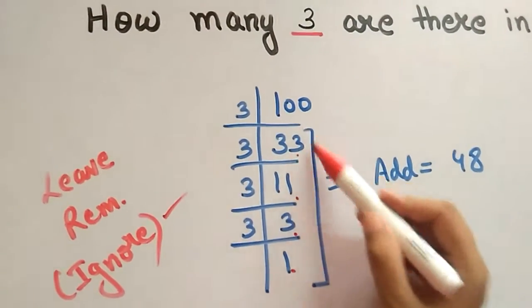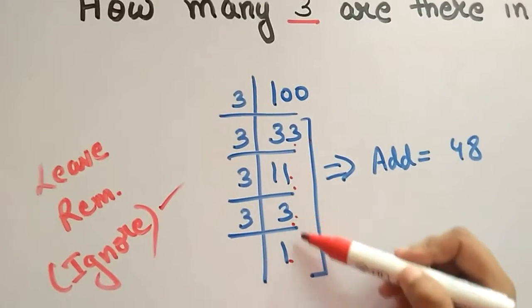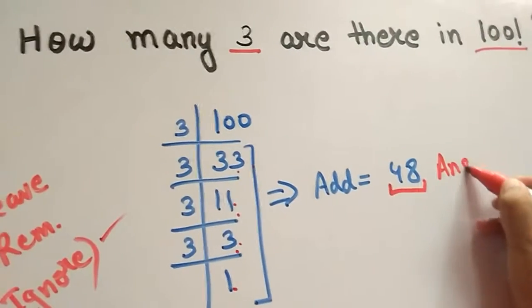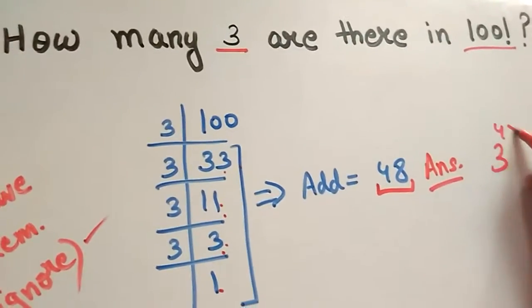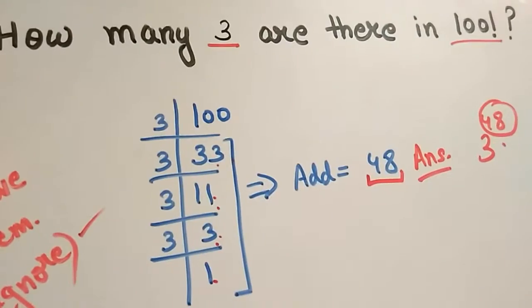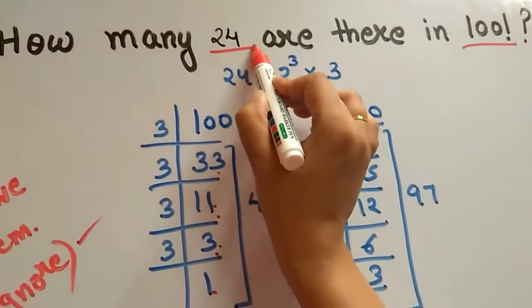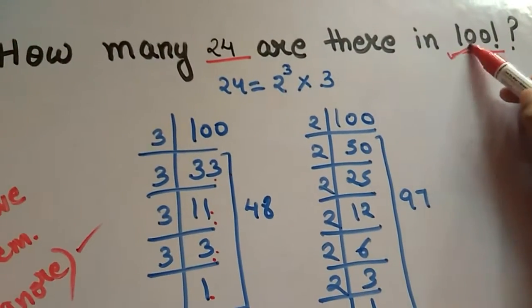3 1s are 3. Now add them: 33 plus 11 plus 3 plus 1. This comes out to be 48. So this is your answer. How many 3s are there in 100 factorial? 48. Suppose the question comes, how many 24s are there in 100 factorial?